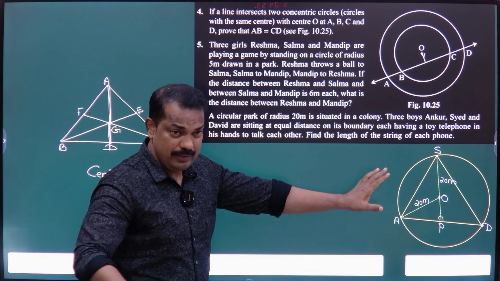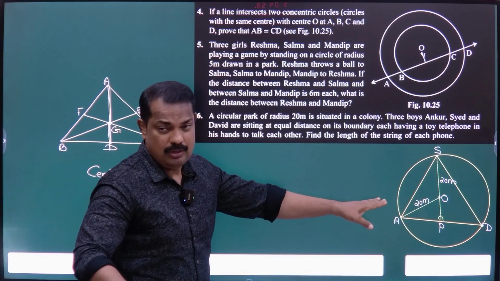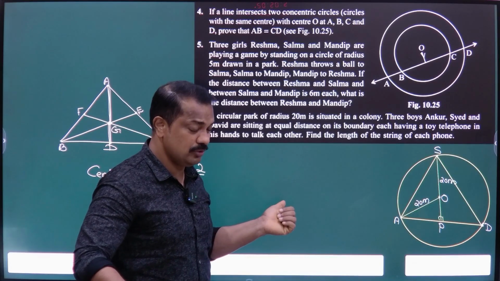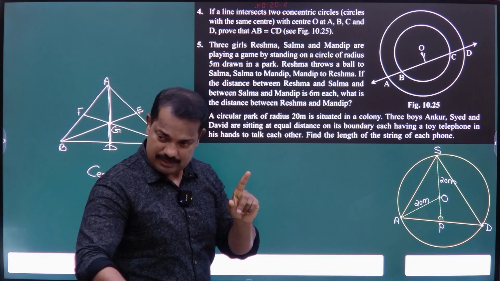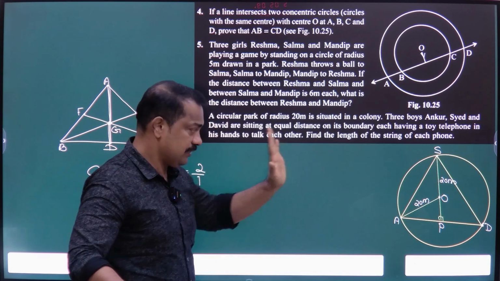This question we can solve by two methods. One is applying the Pythagoras theorem 2 times, or second case, apply the Pythagoras theorem only one time. Clear? I will apply this method first.